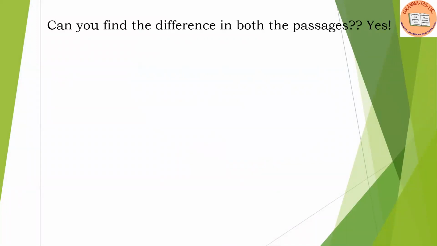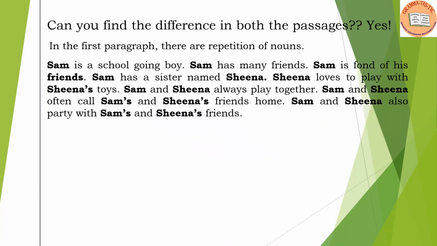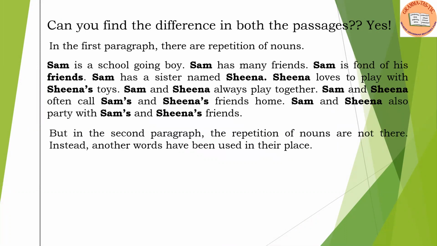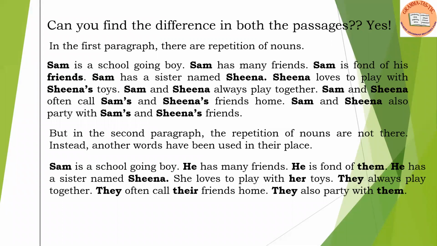So what do you find the difference in both the passages? Let us see. In the first paragraph, there is repetition of nouns. As you can see, so many times Sam and Sheena have been repeated. But in the second paragraph, the repetition of nouns is not there. Instead, other words have been used in their place. Instead of Sam, he; instead of Sheena, she; instead of friends, they. So we have changed a few words to make it look more decent.